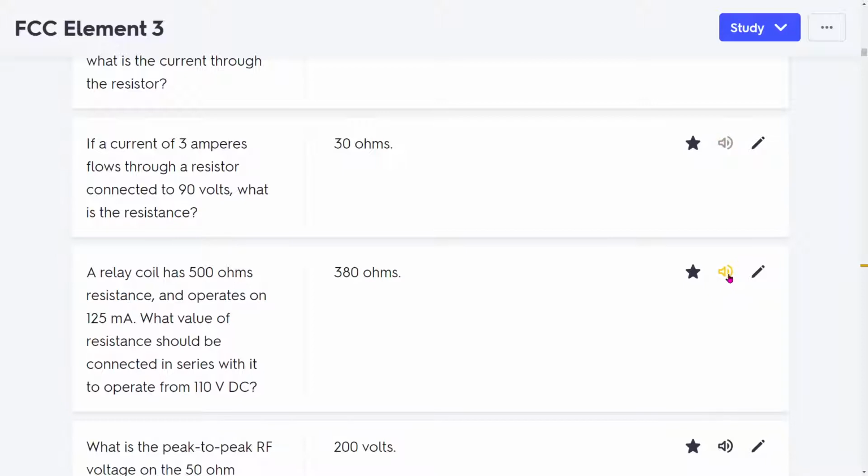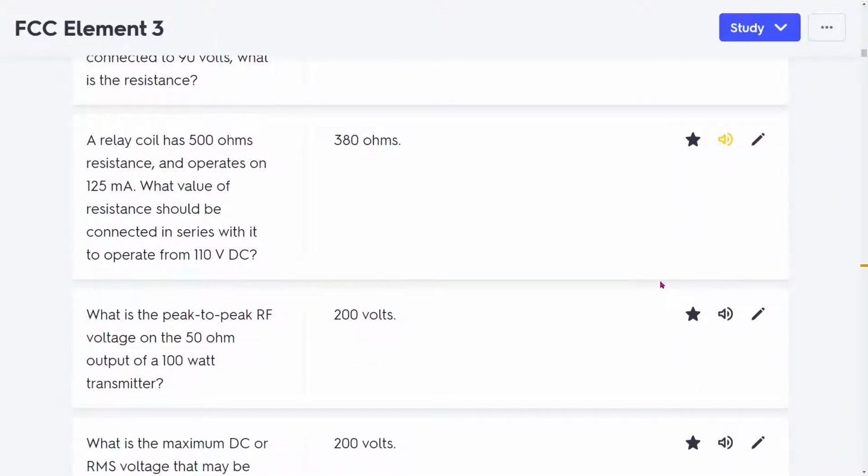30 ohms. A relay coil has 500 ohms resistance and operates on 125 milliamperes. What value of resistance should be connected in series with it to operate from 110 VDC?